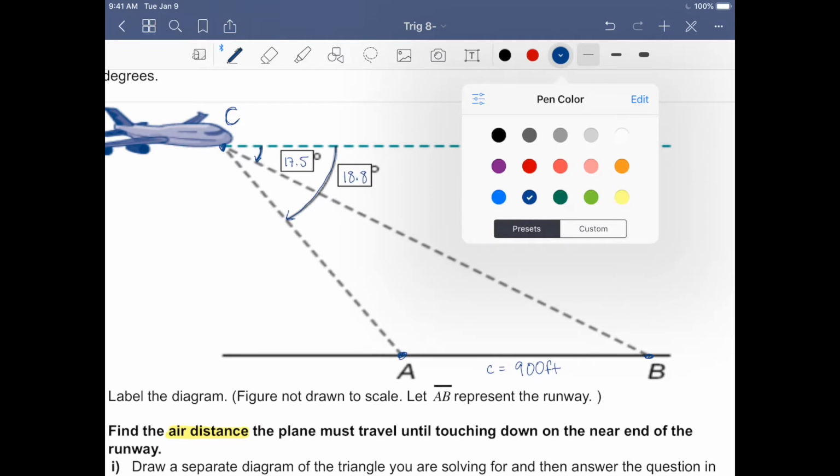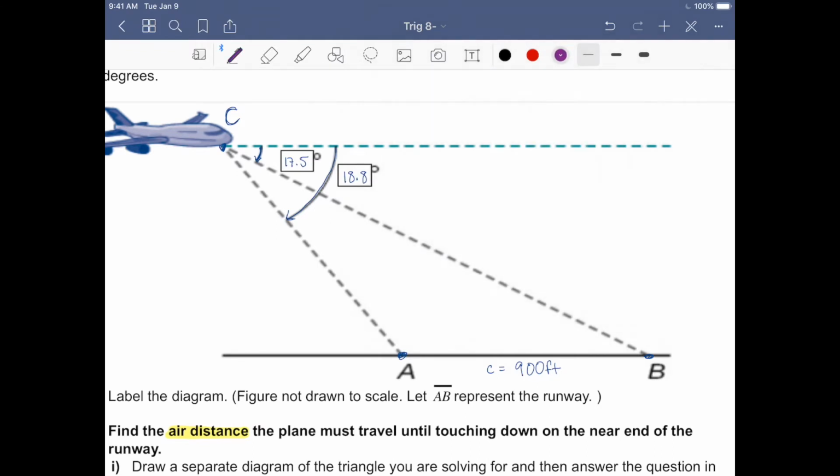All right, so let's figure out using the angle addition postulate what this small angle is up here. So I know that this angle that I'm trying to find plus 17.5 degrees is going to equal 18.8 degrees. So using simple subtraction, 18.8 minus 17.5, I get 1.3 degrees.